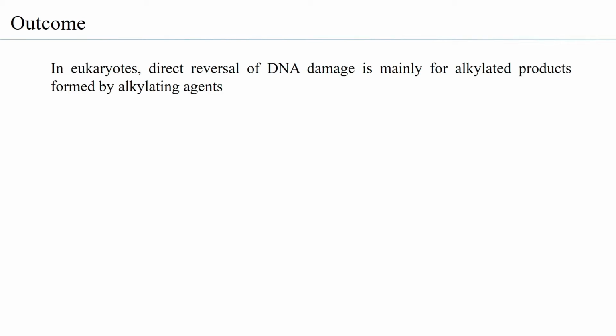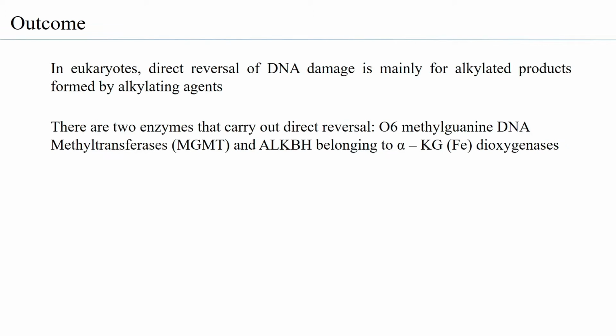In eukaryotes, direct reversal of DNA damage is mainly for alkylated products formed by alkylating agents. There are two enzymes that carry out direct reversal. One is the O6-methylguanine DNA methyltransferases, commonly called MGMTs, and the other is the alpha-ketoglutarate based hydrogenases or dioxygenases, which belong to the alpha-KG Fe dioxygenases.